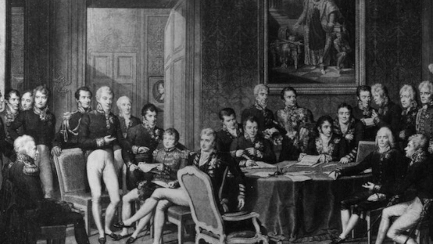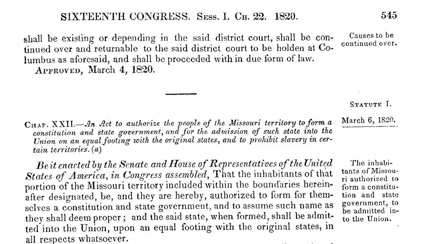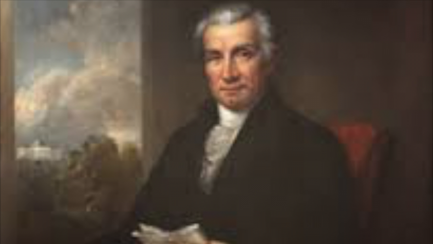With votes being 134 to 24, the House concluded that slavery would be prohibited above the latitude line in the Louisiana Territory. 4 days later, President James Monroe signed the Missouri Compromise. Henry Clay was actually the leading congressman to broker the compromise. The compromise only lasted for 30 years.